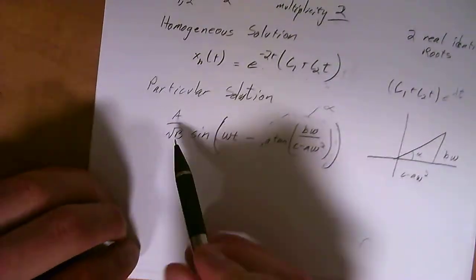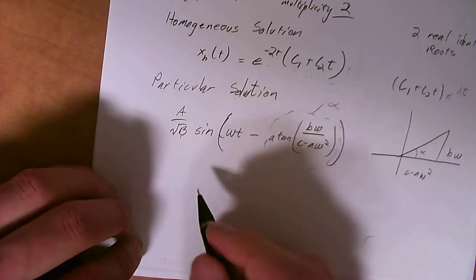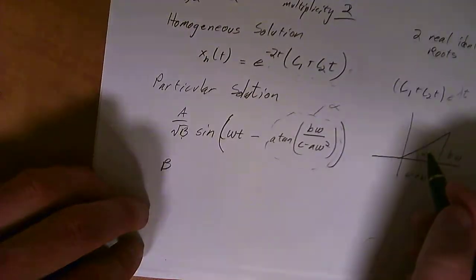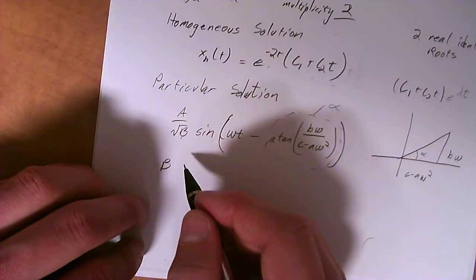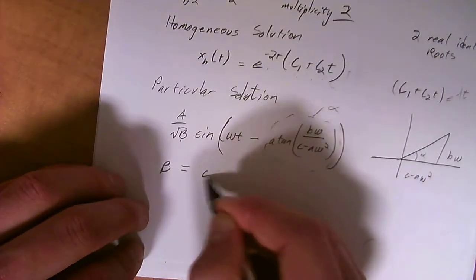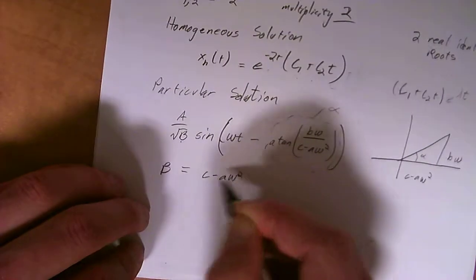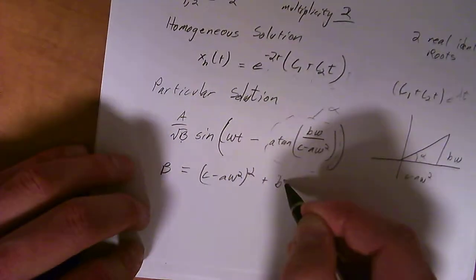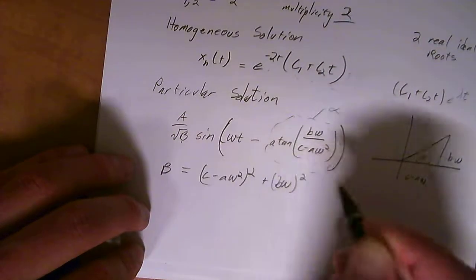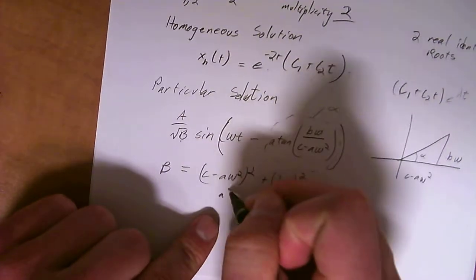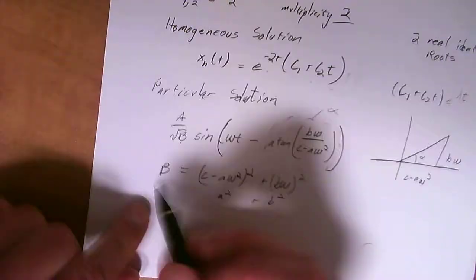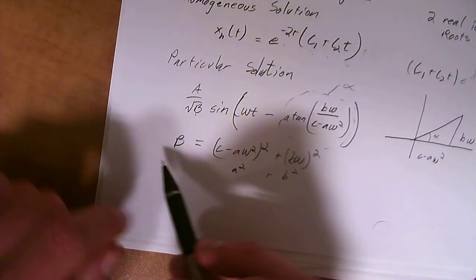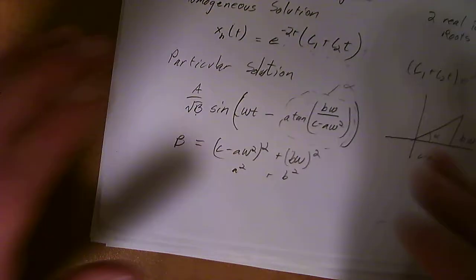Okay, so the value of B is just a side of this triangle. It's actually the hypotenuse. So in solving for B, you just go C minus A omega squared, squared, plus B omega, squared. And if you look at this, this is just A squared plus B squared is equal to B. And you can take the square root of B.